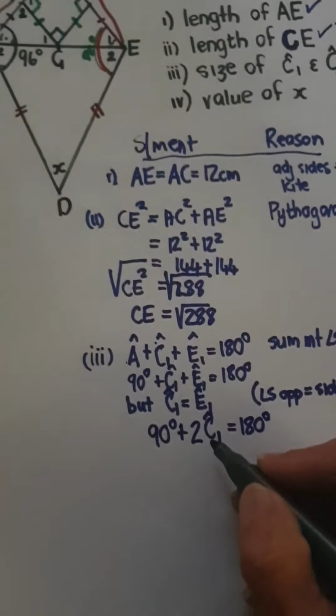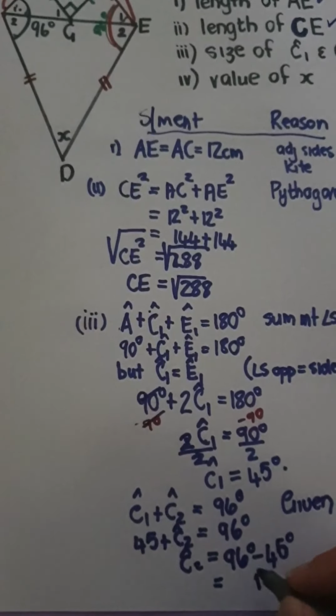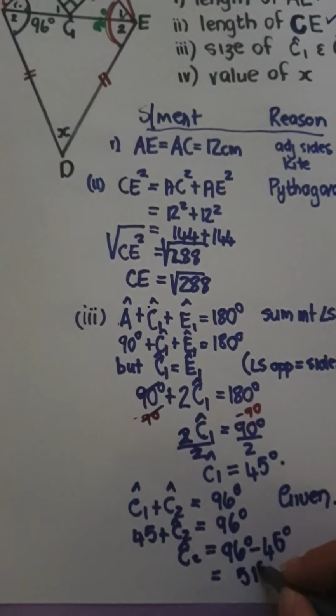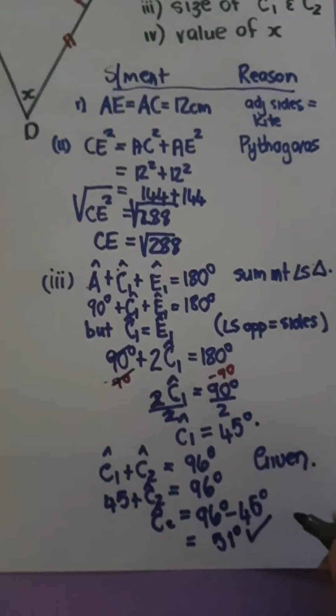I substitute. I know that C1 is 45 plus C2 must be 96. And I'm going to get that angle C2 is equal to 96 degrees minus 45 degrees. And that is going to give me 51 degrees. And that one is done. So I've got C1 and C2. I've answered number 3. Done.